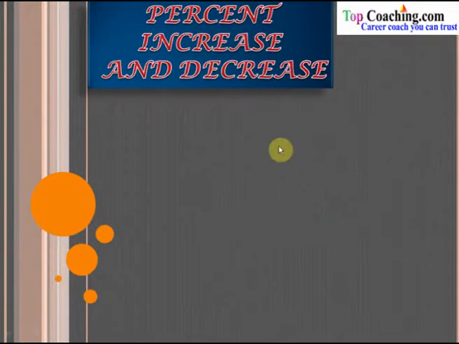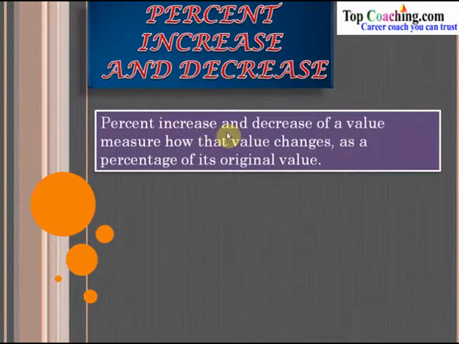Now let's see percentage increase and percentage decrease. Percent increase and decrease of a value measure how that value changes as a percentage of its original value. So whenever we say percentage increase or percentage decrease, it means the measure of how much a value changes with respect to the original value as a percentage. So percentage increase or decrease helps us to measure how much the value of any quantity changes with respect to the original quantity. The important thing is that it is always expressed in terms of its original value or the original quantity.